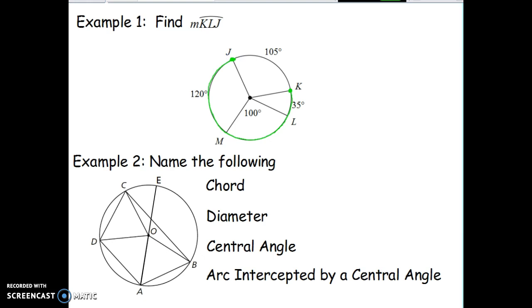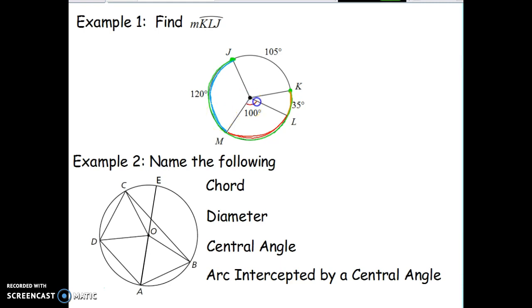But we can also see that it's made up of 3 smaller arcs. It's made up of the arc KL, LM, and MJ. So if we want to find the measure of arc KLJ, all we have to do is add all 3 of these together to figure out what our arc is.